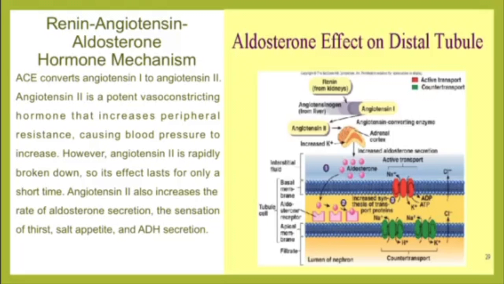Angiotensin 2 is a potent vasoconstricting hormone that increases peripheral resistance, causing blood pressure to increase. However, angiotensin 2 is rapidly broken down, so its effect lasts for only a short time. Angiotensin 2 also increases the rate of aldosterone secretion, the sensation of thirst, salt appetite, and ADH secretion.